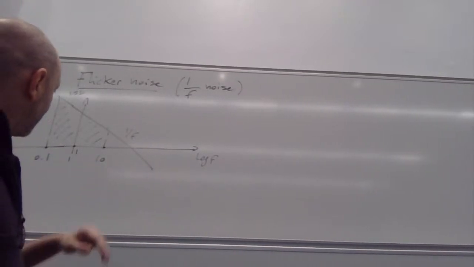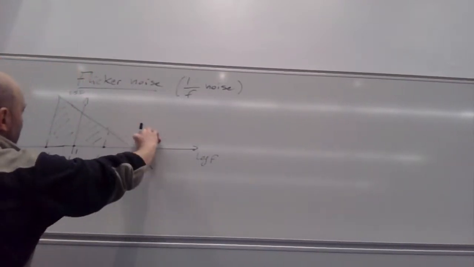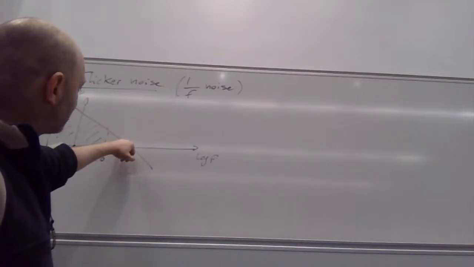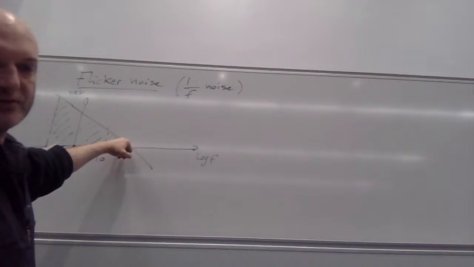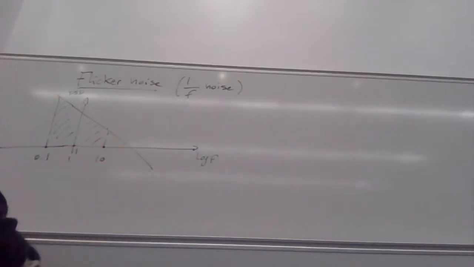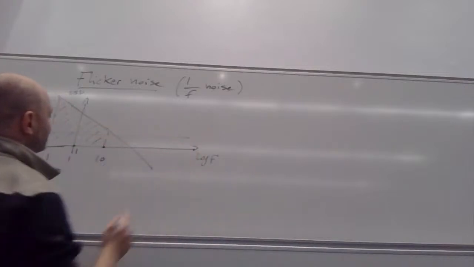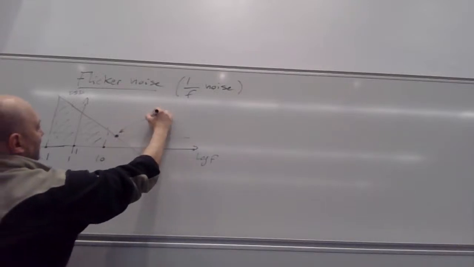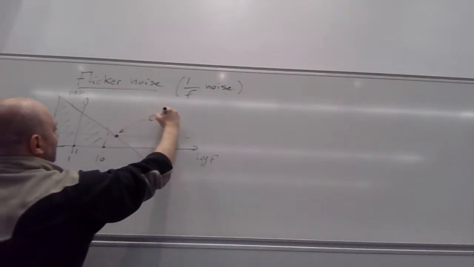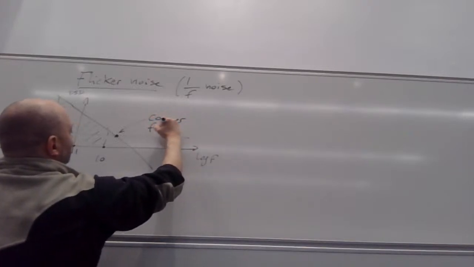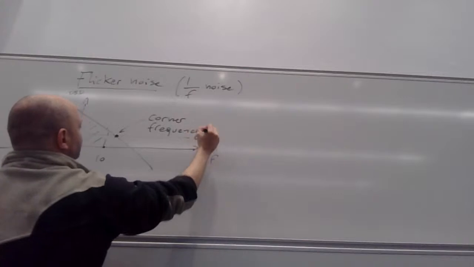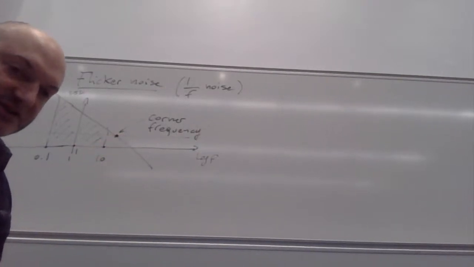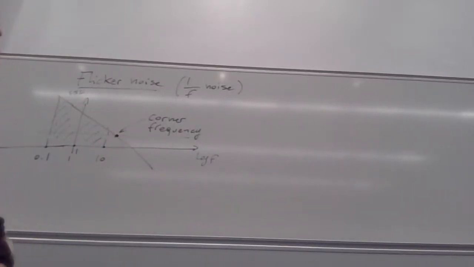Now, an important parameter is called the corner frequency, which is where the thermal noise has the same value as the flicker noise, which means you have a white noise, thermal noise contribution, plus flicker noise. This one here is called the corner frequency. Okay. So this is an important parameter, often quoted in the datasheet of amplifiers.